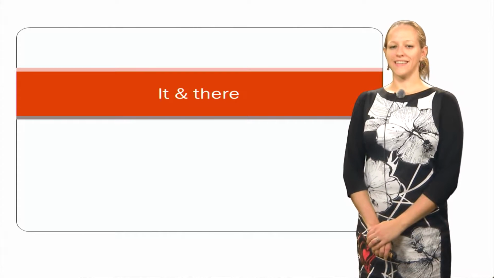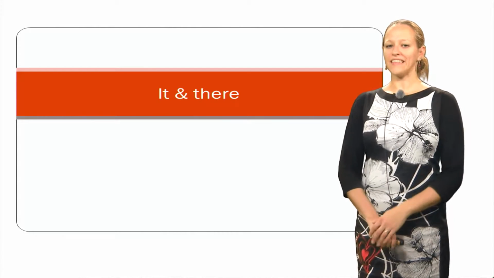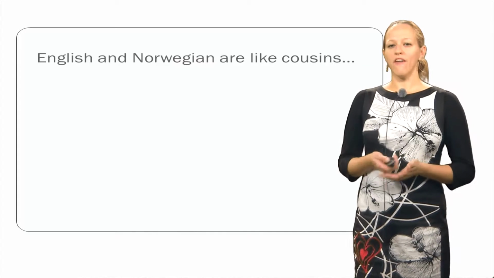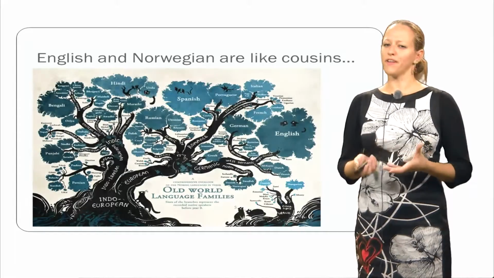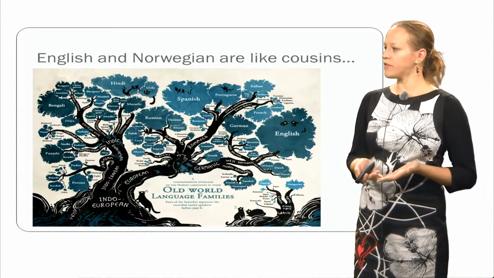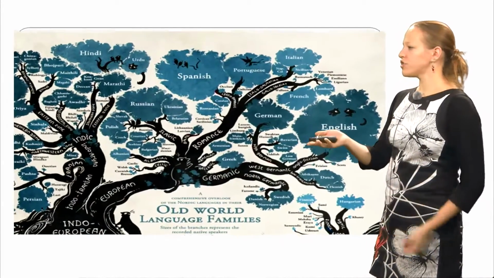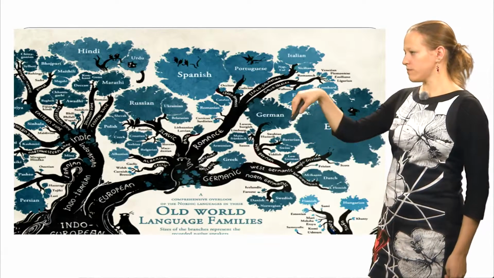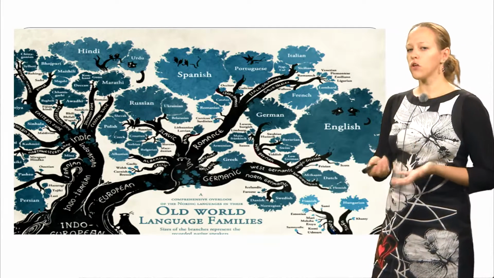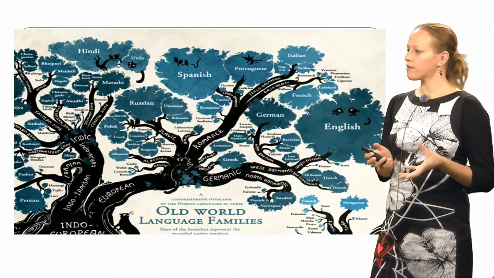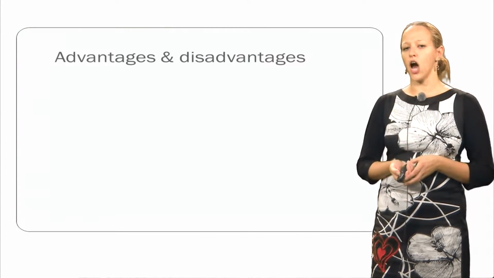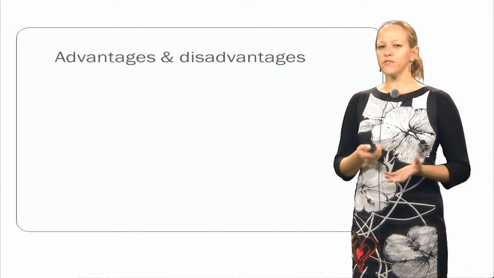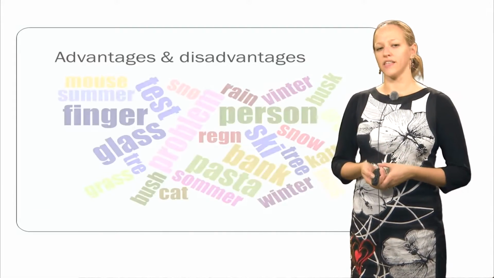Today's topic is the difference between it and there. As we have mentioned before, English and Norwegian are like cousins. In a way, they are very similar. And if you remember this family tree, you will see that English, right here, and Norwegian, down there, are very close to each other on the tree, which means that they have very many things in common. And this gives you some advantages and some disadvantages.